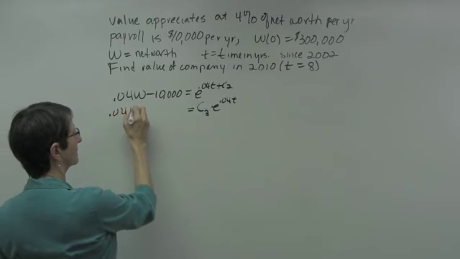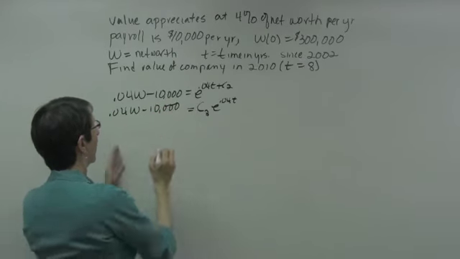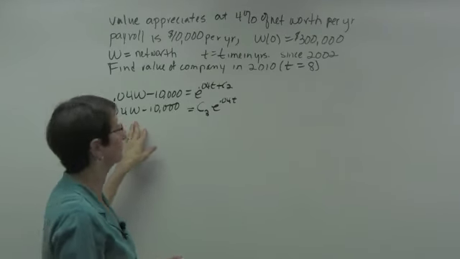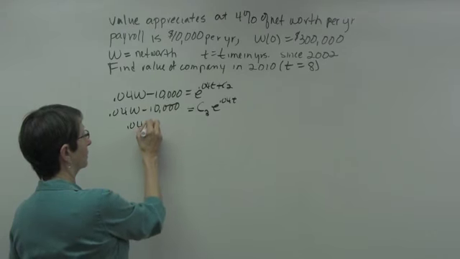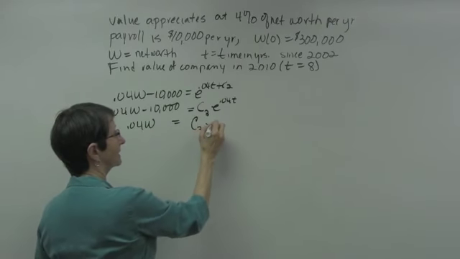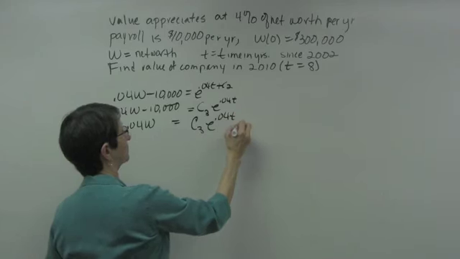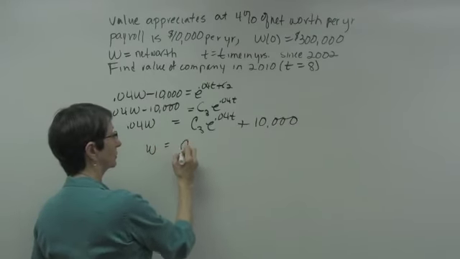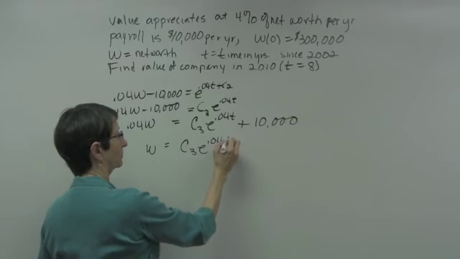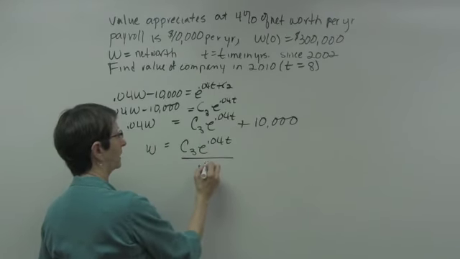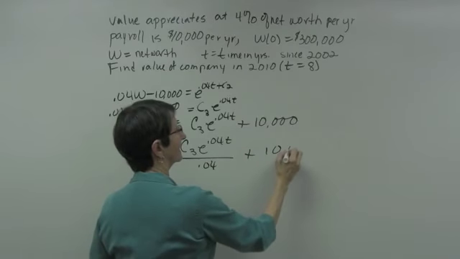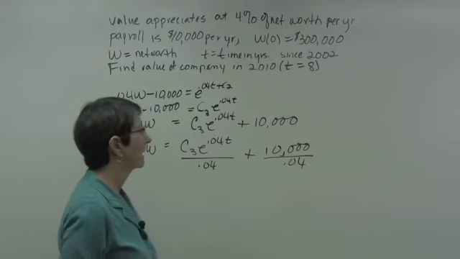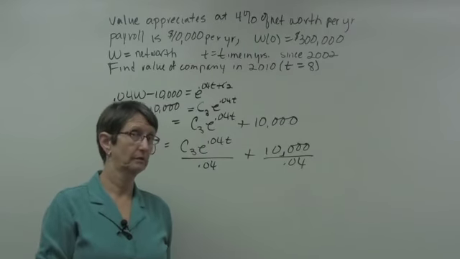And I still have this. But I'm getting closer because now I can actually do some recognizable algebra and solve for W. So 0.04 W would be C3 times e to the 0.04 T plus 10,000. And then W is equal to C3 e to the 0.04 T over 0.04 plus 10,000 over 0.04. We're actually getting fairly close.